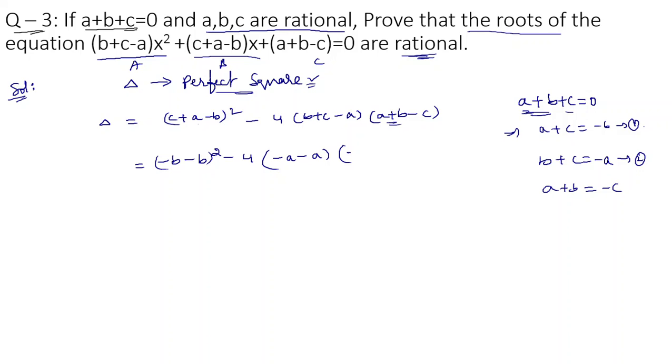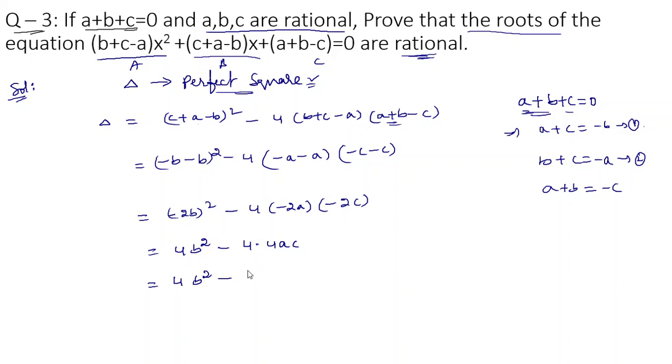So now this is minus 2b whole square minus 4 into minus 2a and minus 2c. So now this is 4b square minus 4 into minus 2a into minus 2c, which is 4ac. So now this is 4b square minus 16ac.